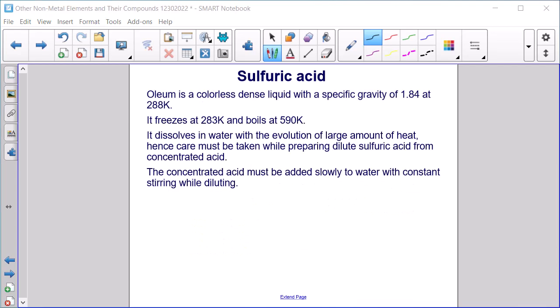Sulfuric acid is a colorless, dense liquid with a specific gravity of 1.84 at 288 Kelvin. It freezes at 283 Kelvin and boils at 590 Kelvin. It dissolves in water with the evolution of a large amount of heat. Hence, care must be taken while preparing dilute sulfuric acid from concentrated acid. The concentrated acid must be added slowly to water with constant stirring while diluting.